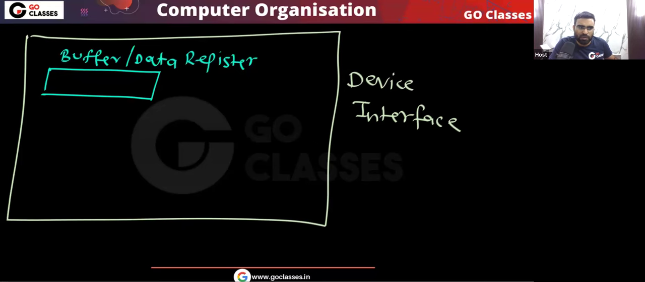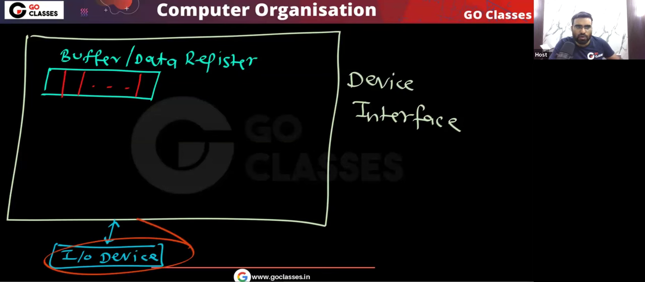Why do we have this buffer? Quickly tell me, anyone? Because remember, the IO device is very slow. Yes or no? The IO device is connected here. This is your IO device. Now the IO device is very slow, so it will not generate the data very fast. Maybe this IO device is generating one bit at a time.